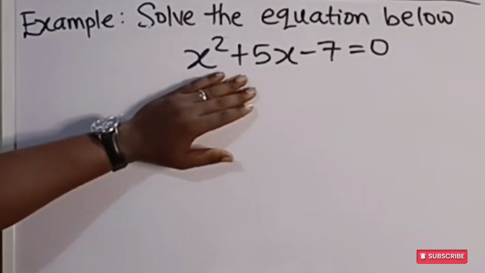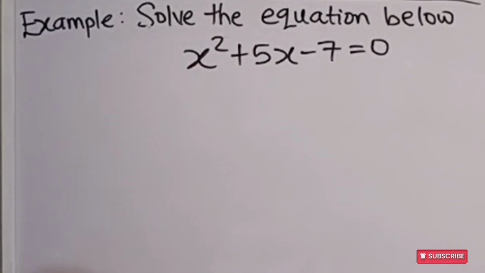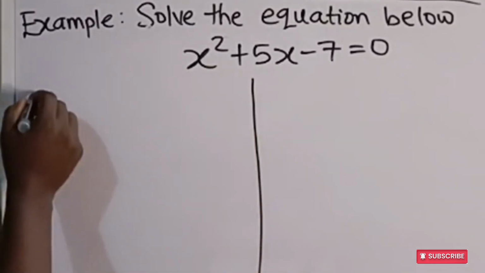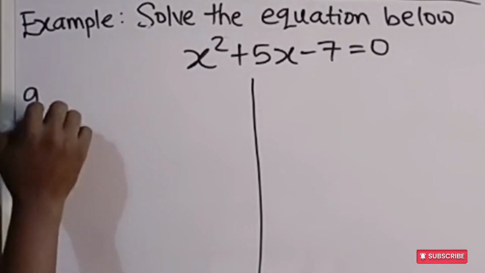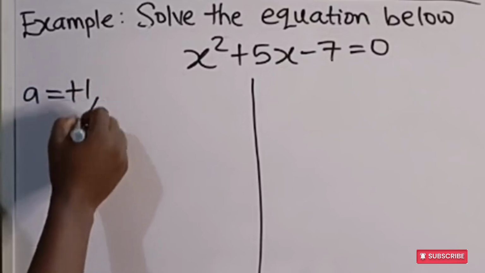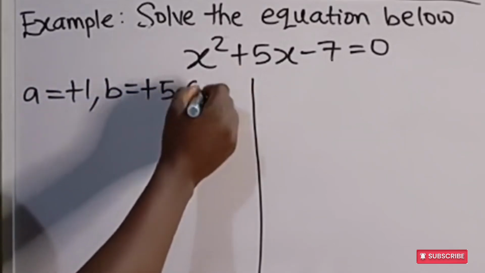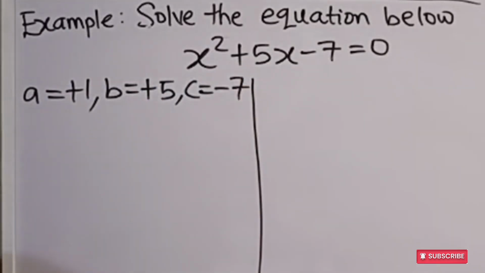When solving this, as we said, you're going to look for the value of A, the value of B, and the value of C. Remember, we're using the factoring method. So A is equal to 1 or plus 1. B is equal to plus 5. And C is equal to minus 7. Okay. So we've gotten the values for A, B, and C.